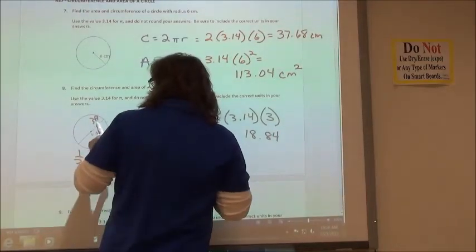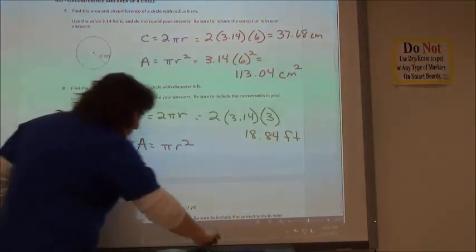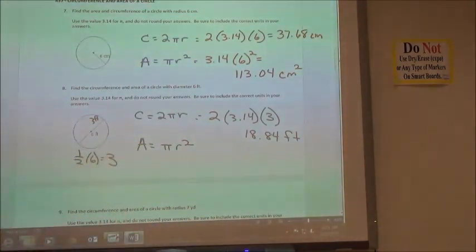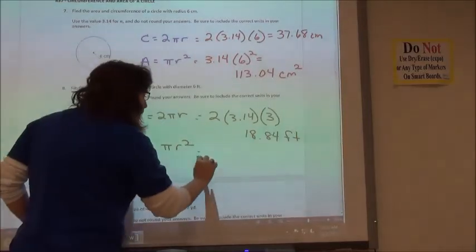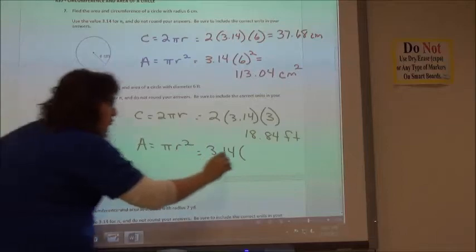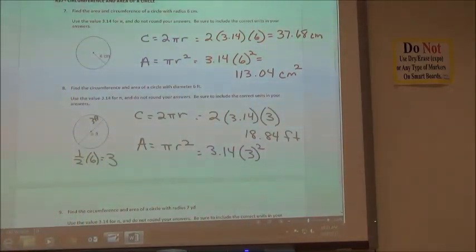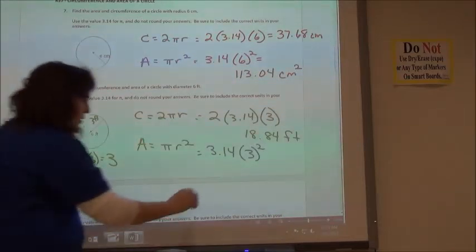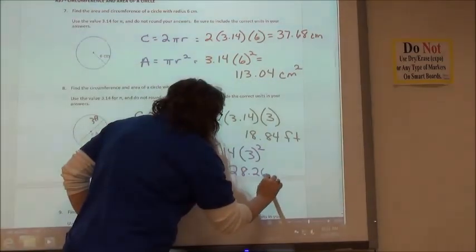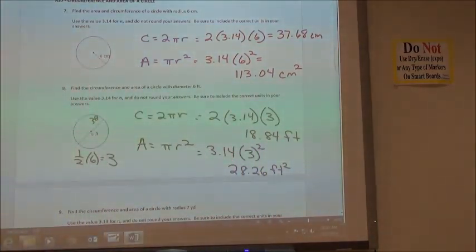That gives 18.84, and my label then would be in just plain feet, since it's in the regular units. Then we're going to do the area. The area is pi r squared, so pi is 3.14 times my radius, which is 3 squared. So 3.14 times 3 squared is 28.26, and my label is in square units since it's an area, so 28.26 feet squared.